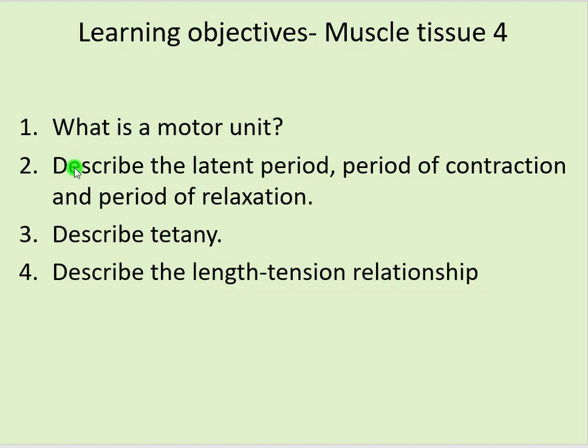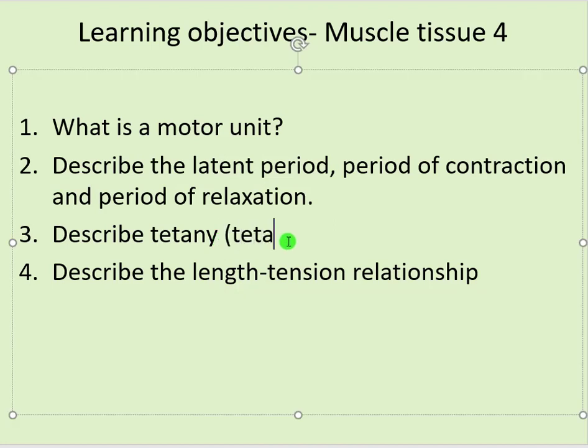Let's define a motor unit. Number two, we'll look at a plot and we'll describe the latent period, period of contraction, and period of relaxation and what's going on during those times. Number three, we'll describe tetany. The word tetany, sometimes you'll hear the word tetanus. And tetanus you may have heard of before, and we'll describe tetanus or tetany in a physiological sense. And lastly, we're going to look at the length-tension relationship of a sarcomere.